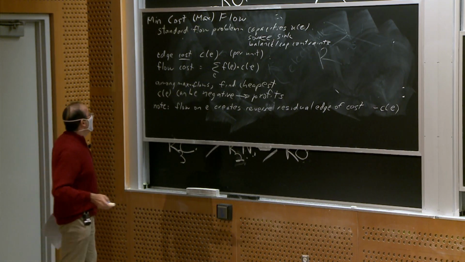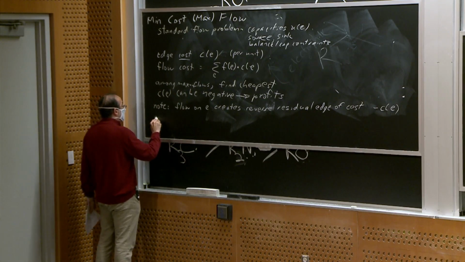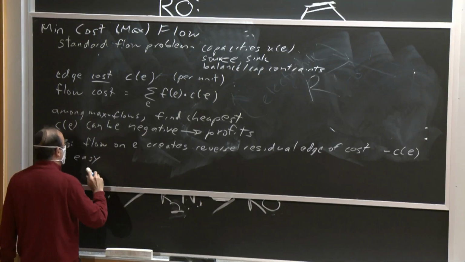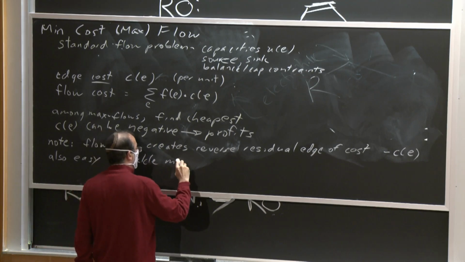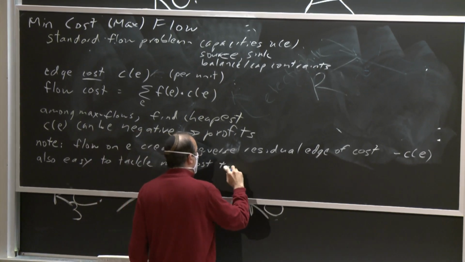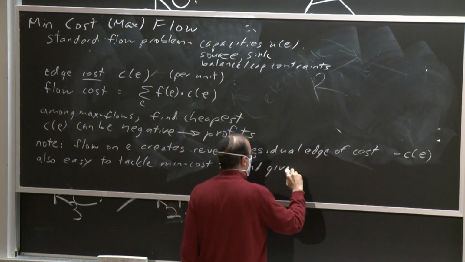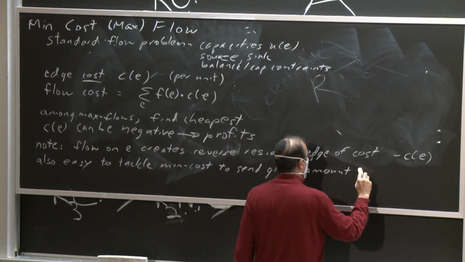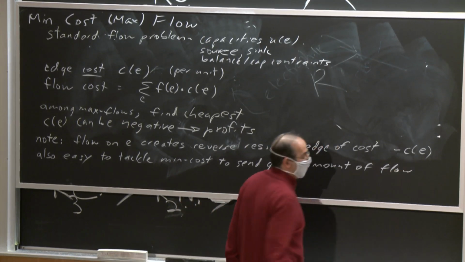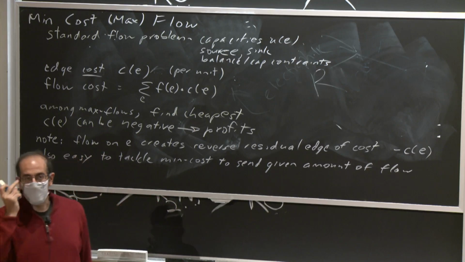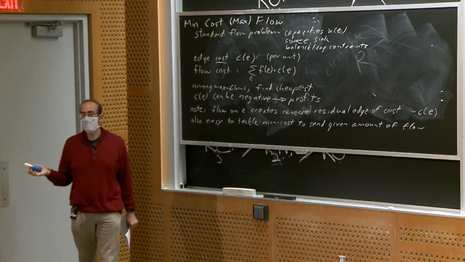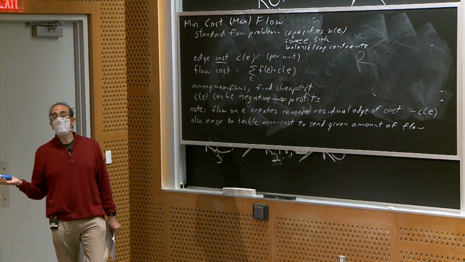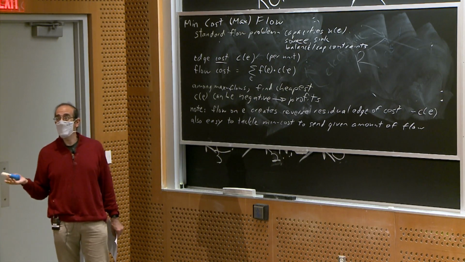Now, it's also easy to tackle the problem of finding the min cost to send a given amount of flow. Again, the problem is usually formulated as the minimum cost maximum flow, but what if I want to ask you about the minimum cost way to send 10 units of flow? I claim that I can transform that into a min cost max flow problem. Anybody see how to do that?